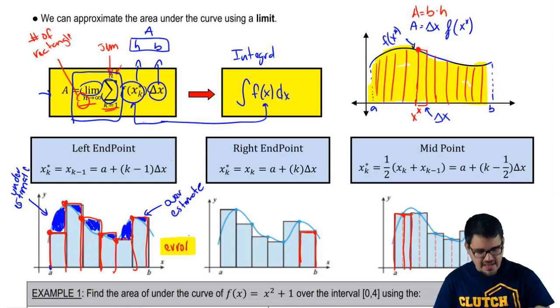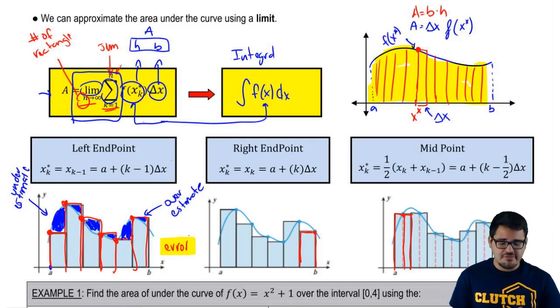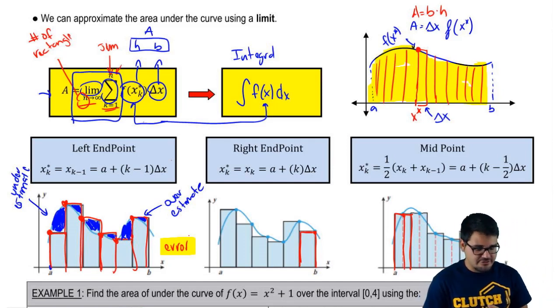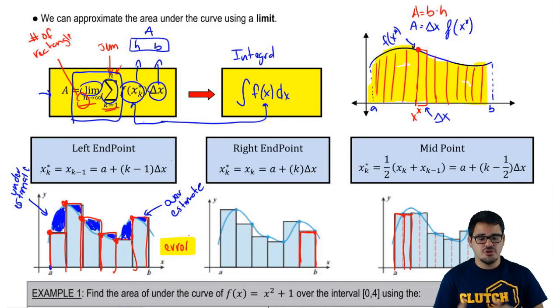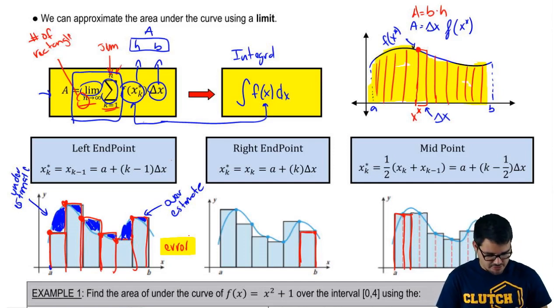The way to get rid of the error is by adding more rectangles, right? The more rectangles that I have, the less error I'm going to have, because I'm going to have less overestimation or less underestimation. So that is the whole point of adding more rectangles, right? The same thing's going to happen. We're going to have a bunch of error.